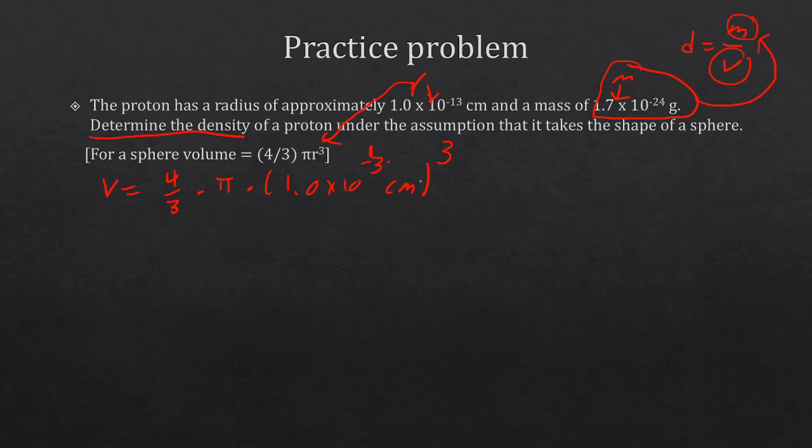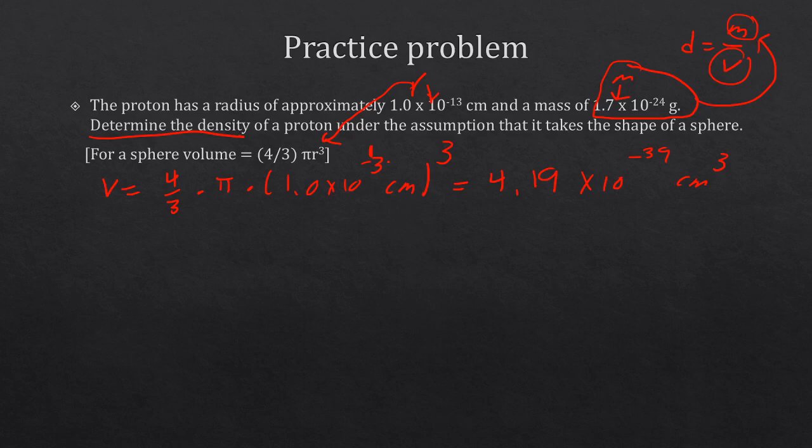So to do that, I'm going to get a pretty tiny number for my volume. I'm going to get that my volume is 4.19, I'm keeping an extra digit right now, times 10 to the negative 39. Note that I should not have 3 digits when I get to the end of my problem. I should only have 2. But I'm keeping an extra one as I go.